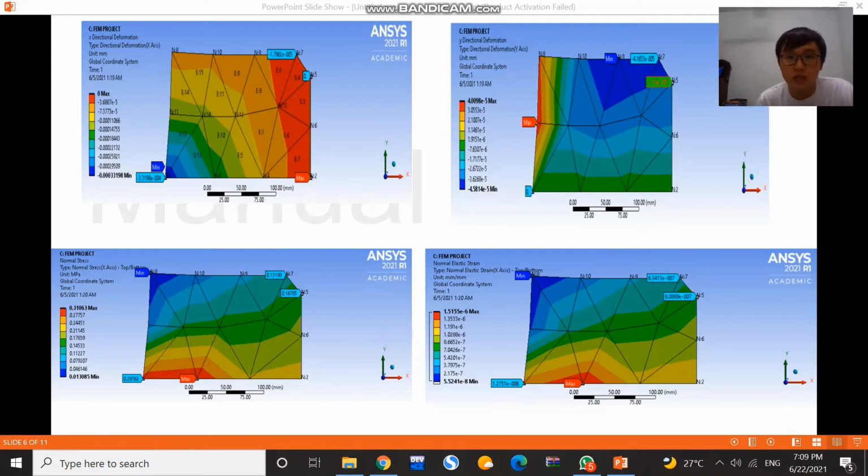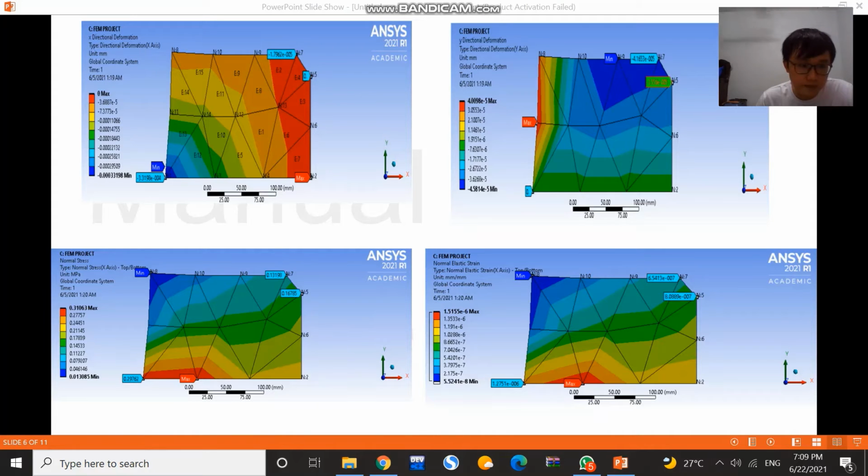For the y directional deformation, this is the result. This is the maximum y directional deformation and the minimum y directional deformation. The results of the y directional deformation at point A, point B, and point C are here. The results will be shown in the table on the next slide.